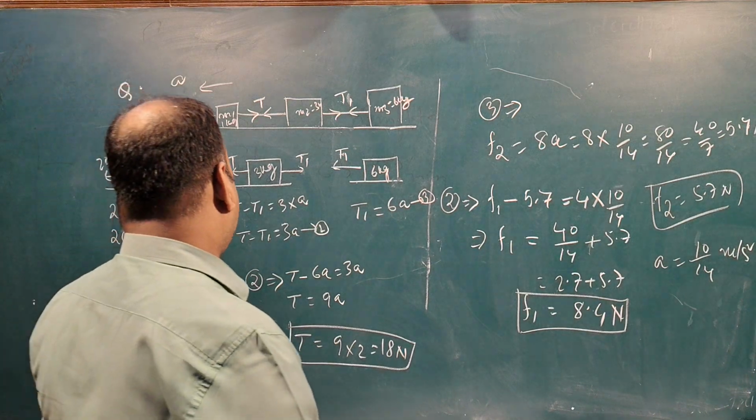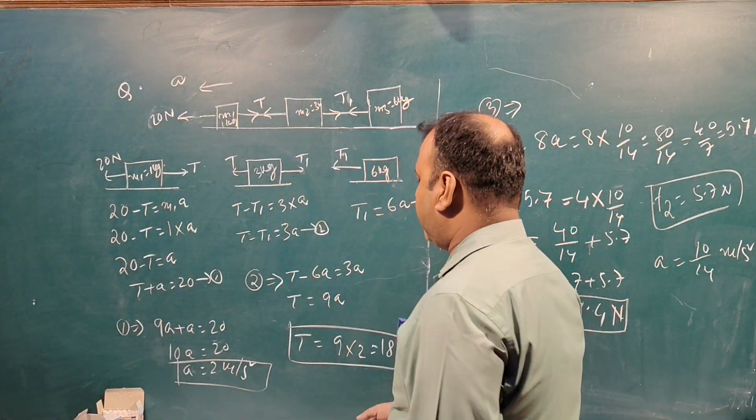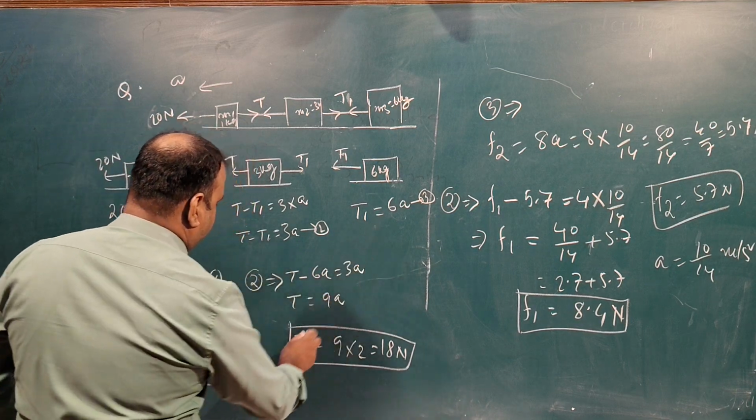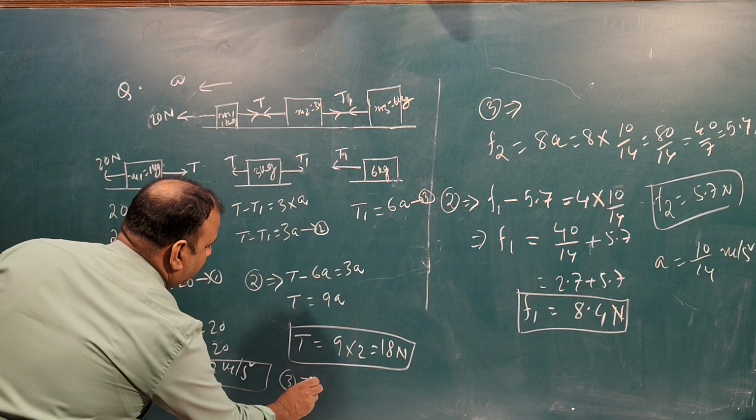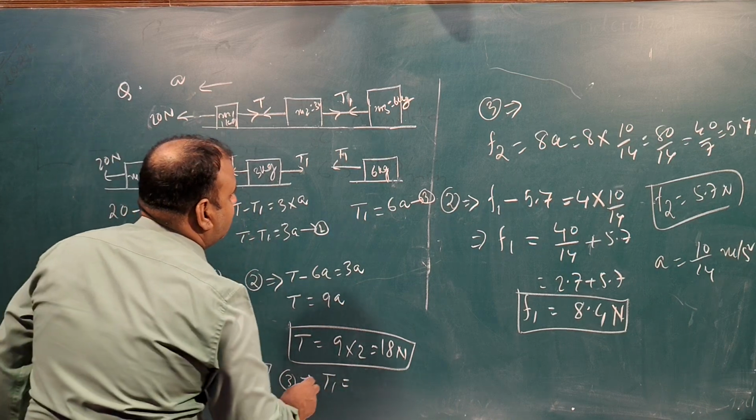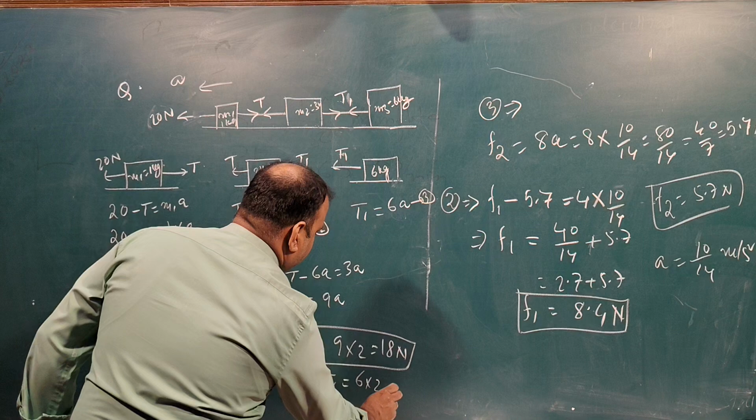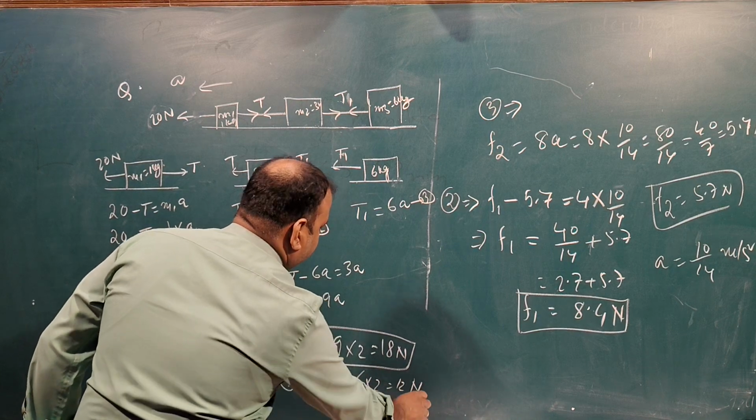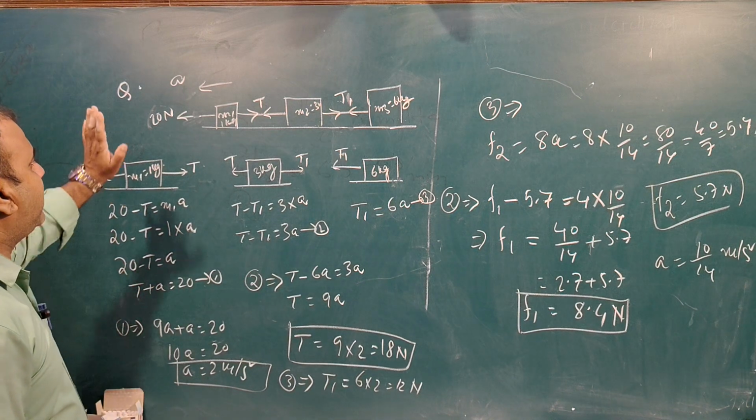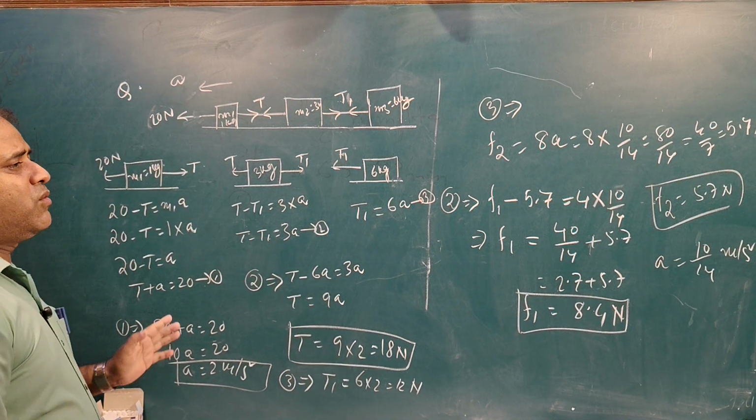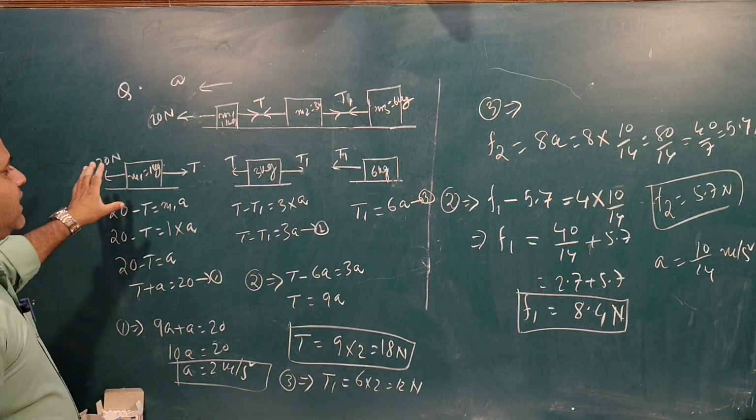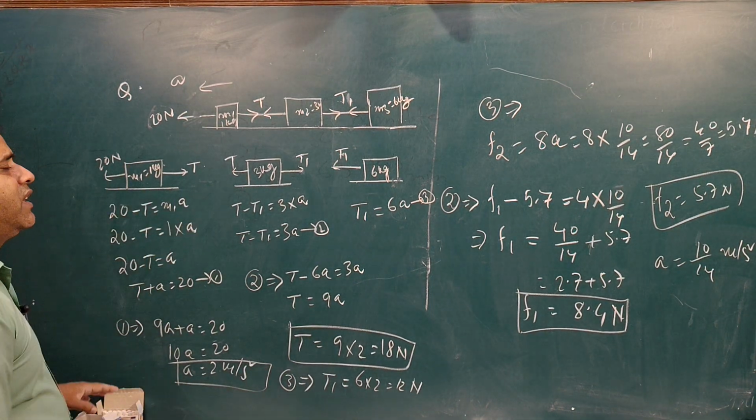Now, another value we have to calculate is T1. From equation number 3, we are getting T1 is equal to 6 into a, 6 into 2, it will be 12 Newton. So, dear students, you remember how to solve. This is a very important part, because one question will come related to this in your entrance exam. So, that is why the concept is very important for you.